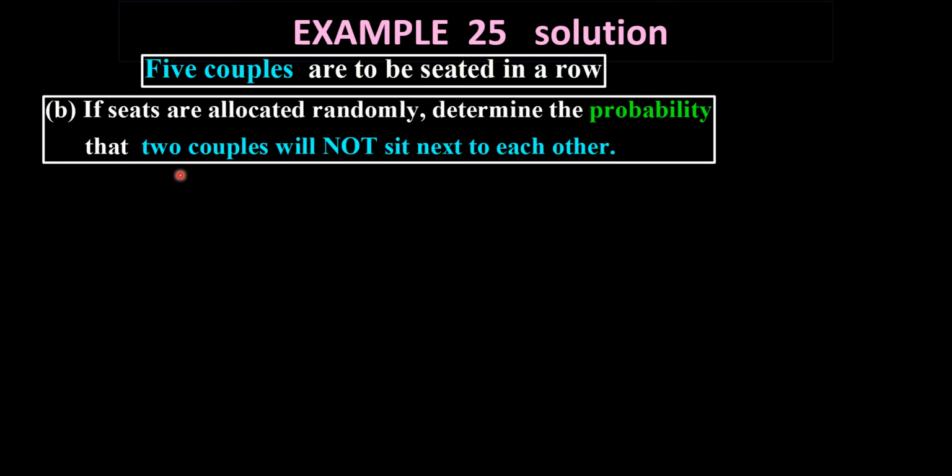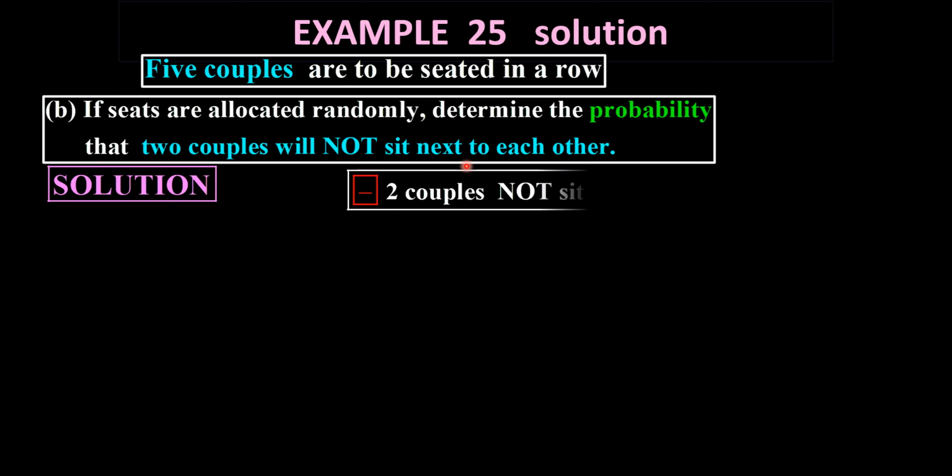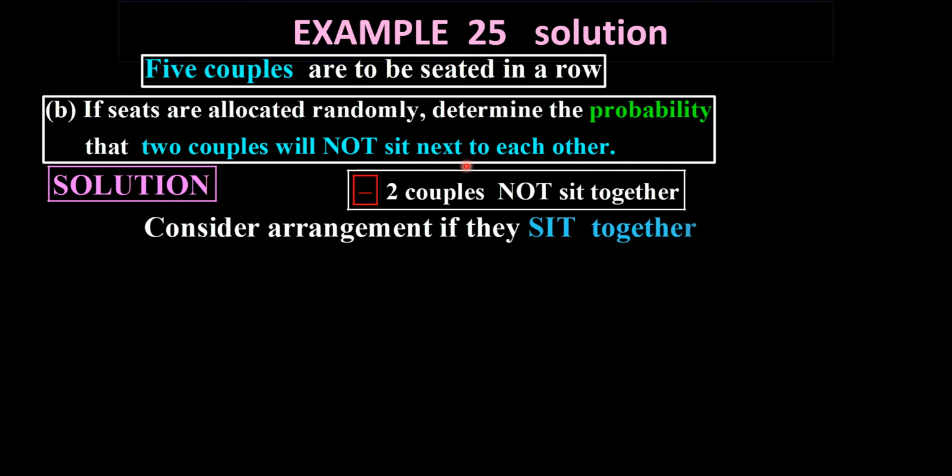Now they say the 2 couples will not sit next to each other. There's a little bit of a negative restriction there. So let's see here. 2 couples not to sit together. Okay. Consider, so when you have a "not to", it's always better to do the opposite. Let's consider them sitting together.